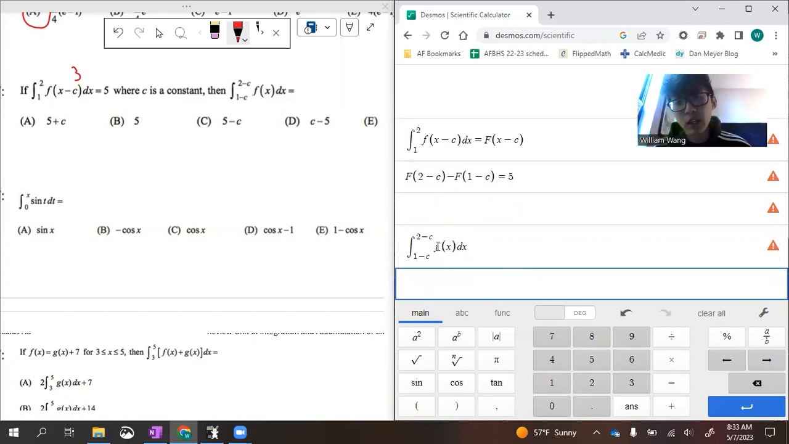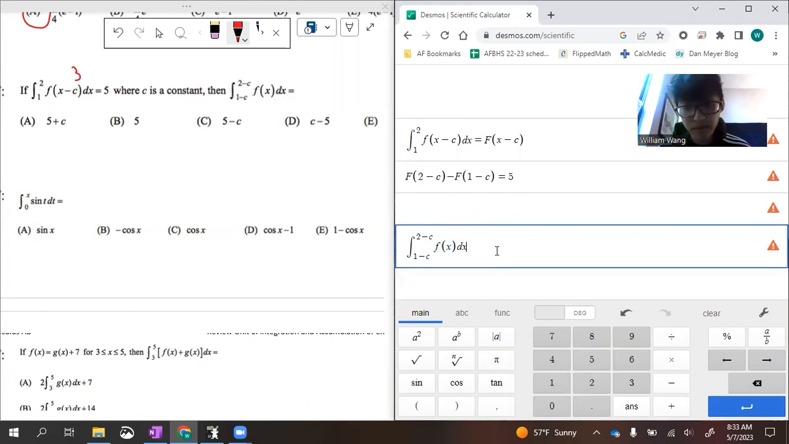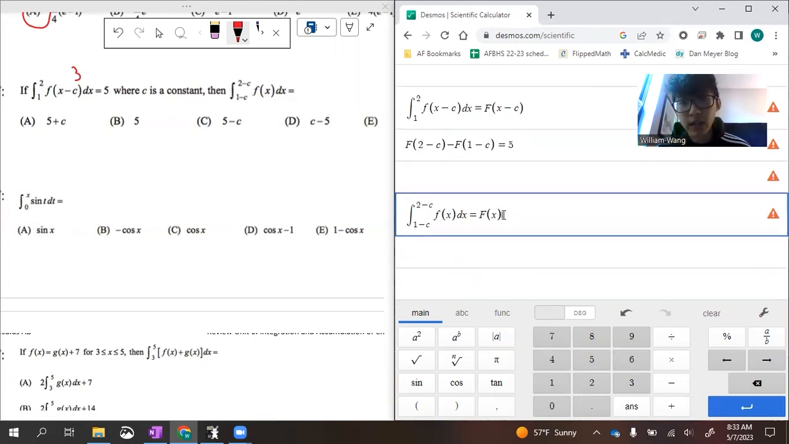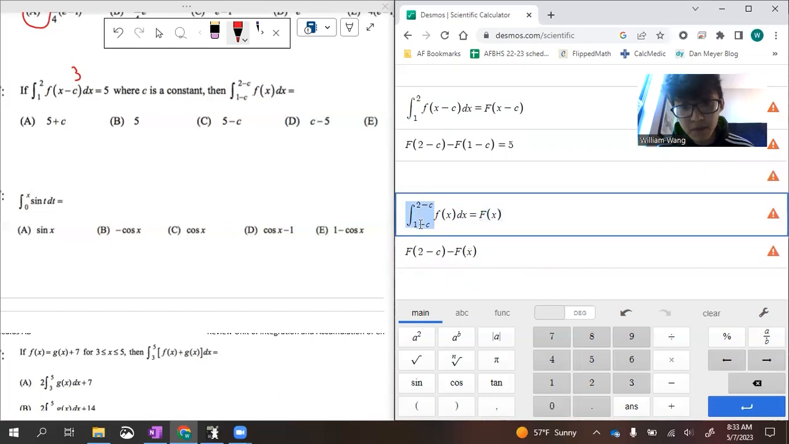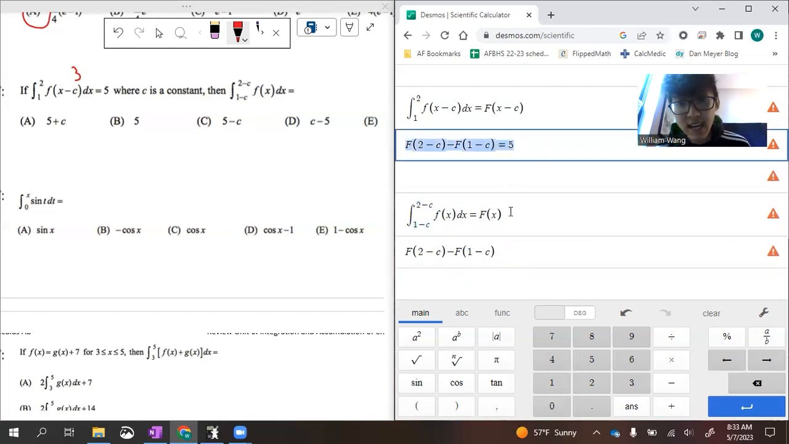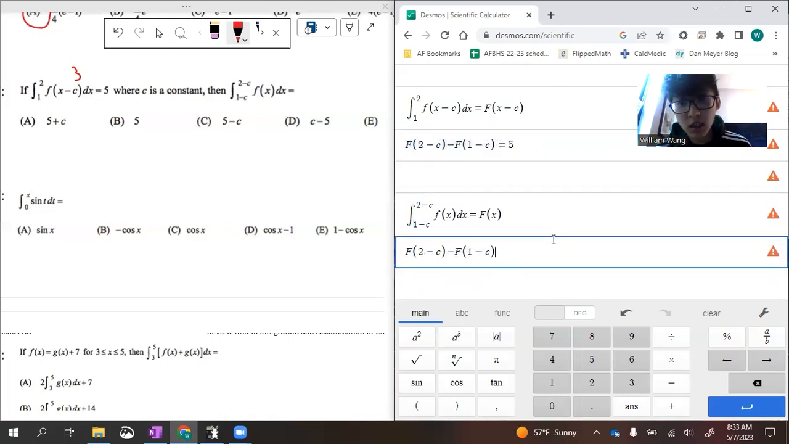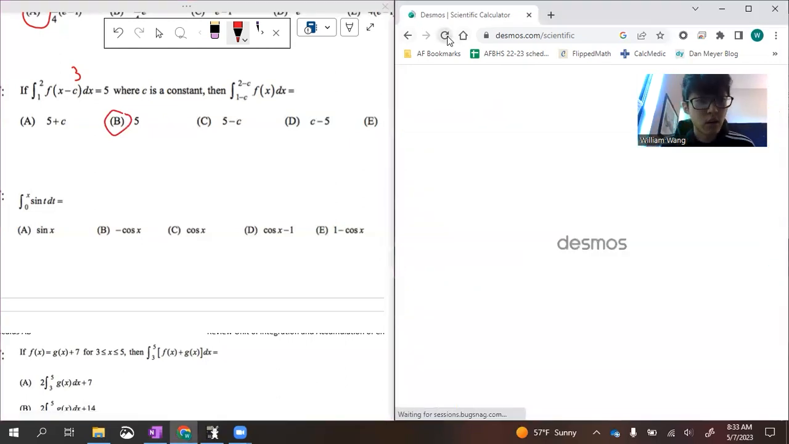Well, here I really don't have to worry about anything. The integral of lowercase f of x is just going to be capital F of x. It's just sort of a rule. Now I need to replace this x with my bounds and subtract. So first I plug in 2 minus c, then I subtract, and I plug in 1 minus c. You'll notice these two are the exact same, 2 minus c, 1 minus c. So this is also equal to 5. Both of these are equal to 5 because they end up being the same exact integral. Hopefully that makes sense.